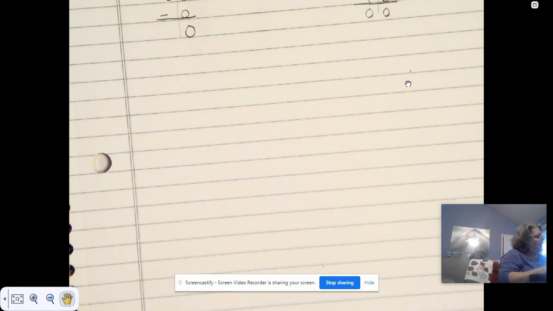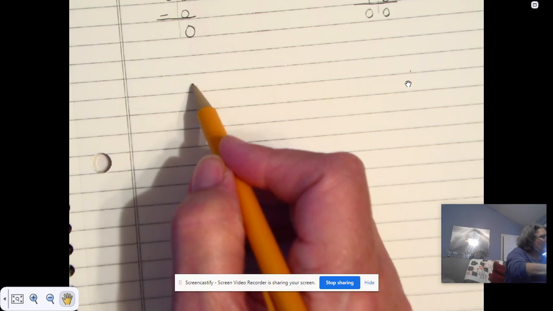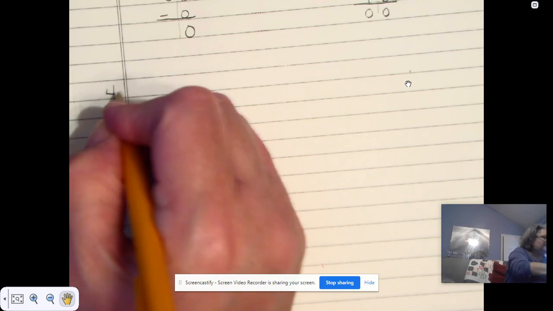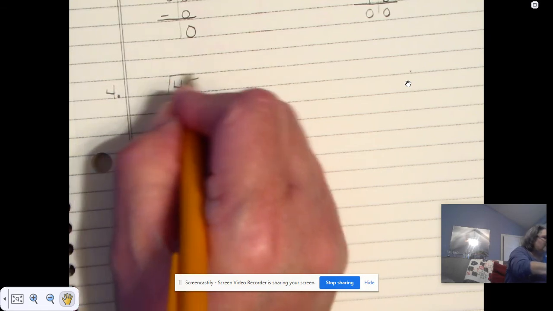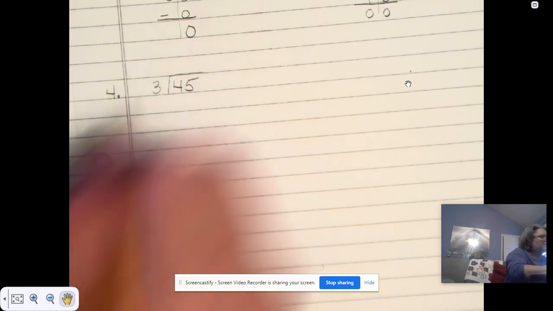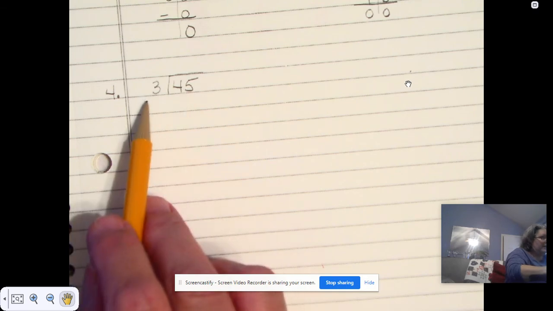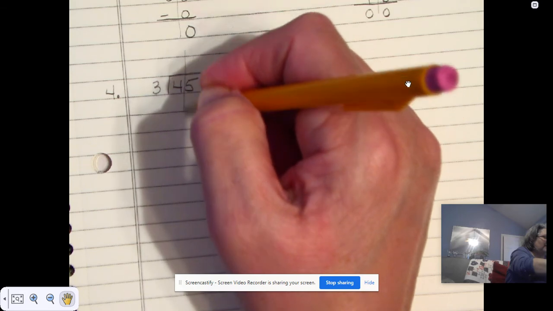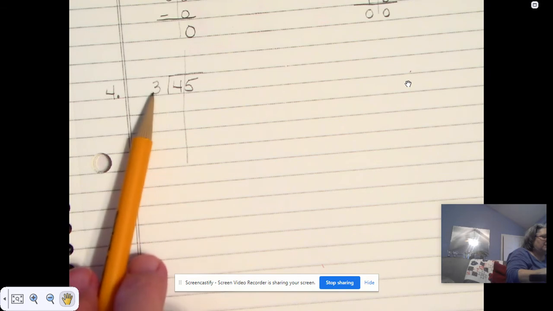Now I'm going to go on to problem number 4. I'm going to skip a couple of lines so that my problems are separated and don't run into each other. My paper looks neat, and I won't get confused about what numbers go with what problems. So we have 45 divided by 3. Draw our nice, long, lightly drawn line between our two numbers.